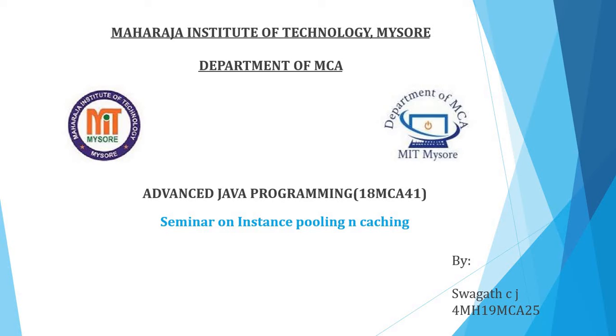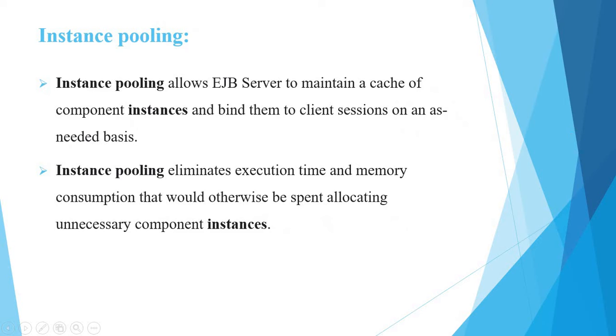Today I'm going to explain the seminar topic: instance pooling and caching in advanced Java programming. First, what is instance pooling? Instance pooling allows the EJB server to maintain a cache of component instances and bind them to client sessions on an as-needed basis. Instance pooling eliminates execution time and memory consumption that would otherwise be spent allocating unnecessary component instances.